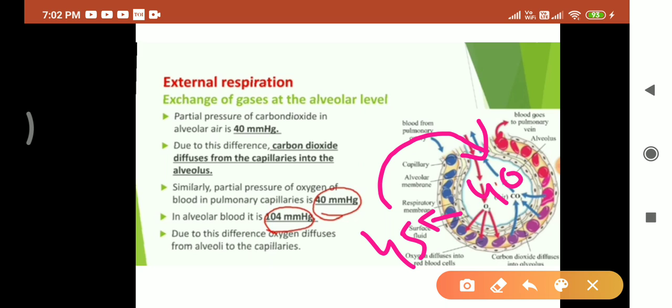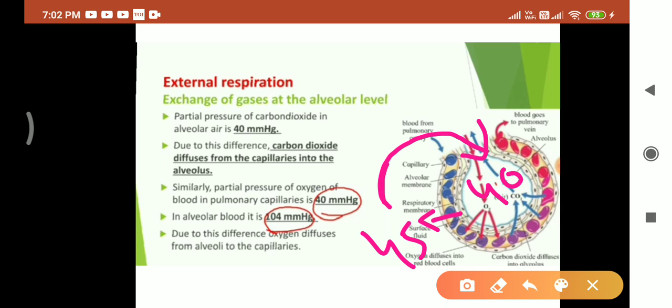What is important is that inside, the concentration of carbon dioxide is low, and outside, in the capillaries, it is high. So that's why equilibrium should be formed, and the carbon dioxide molecules go to the alveoli. So the diffusion is completed. Due to this difference, carbon dioxide diffuses from capillaries into the alveolus.